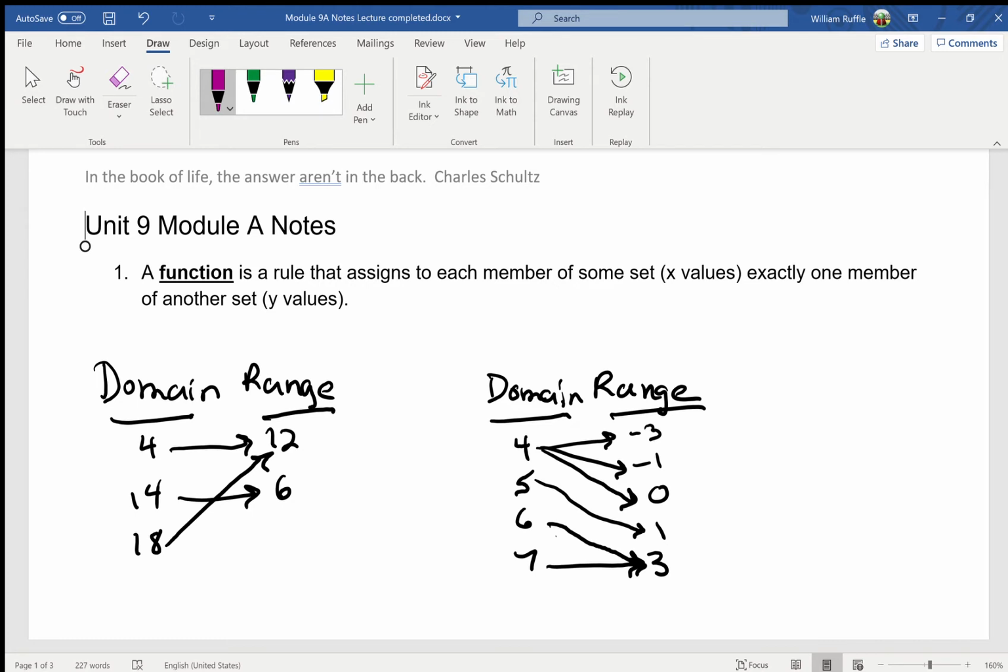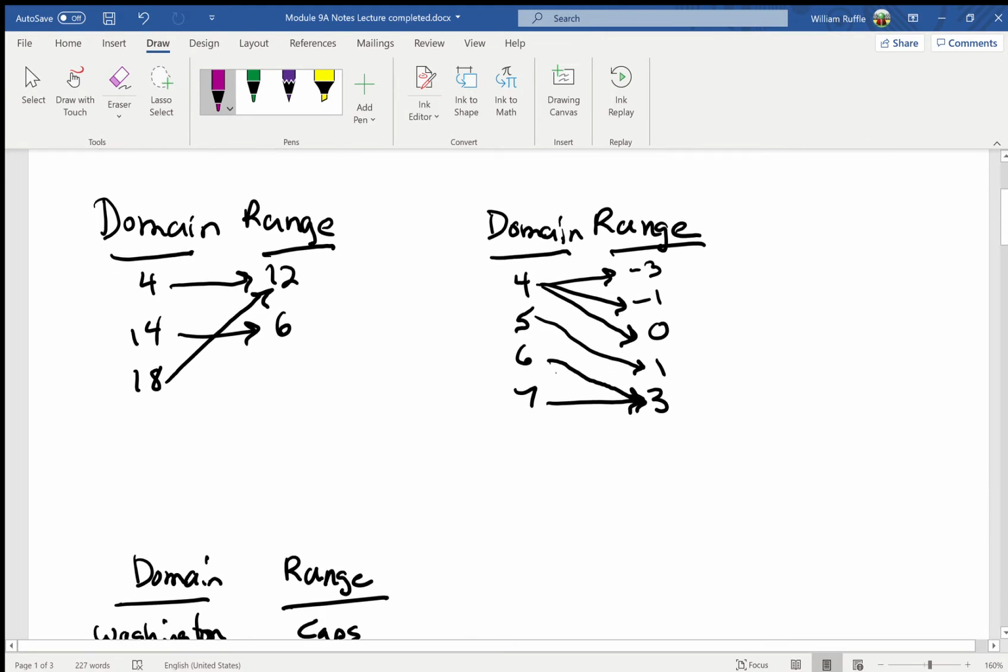And that seems kind of strange, but it is very important that each x value only goes to one y value. And I'll draw a graph to show you what's going on here. These will be little strange looking graphs. If I look at this first one, it's a function because 4 only goes to one y value. Remember, domain is x, range is y. So my x of 4 only goes to 12. My 14 only goes to 6, and my 18 only goes to 12.